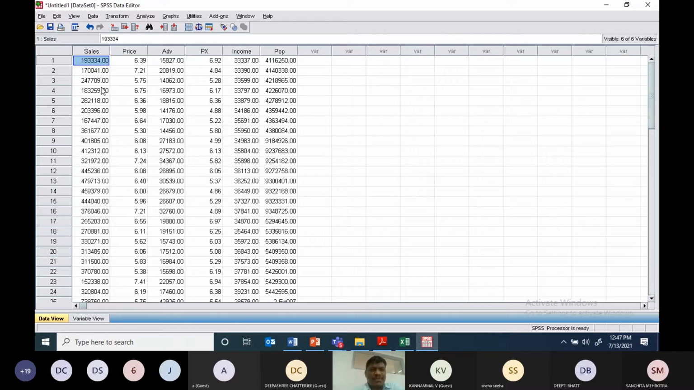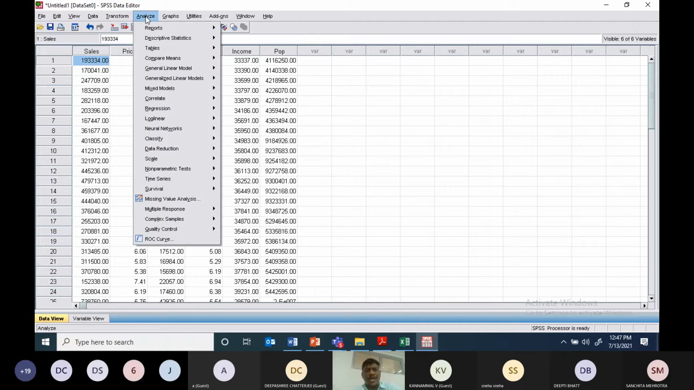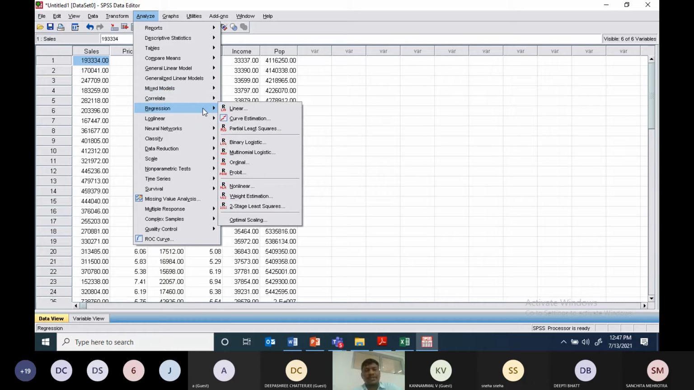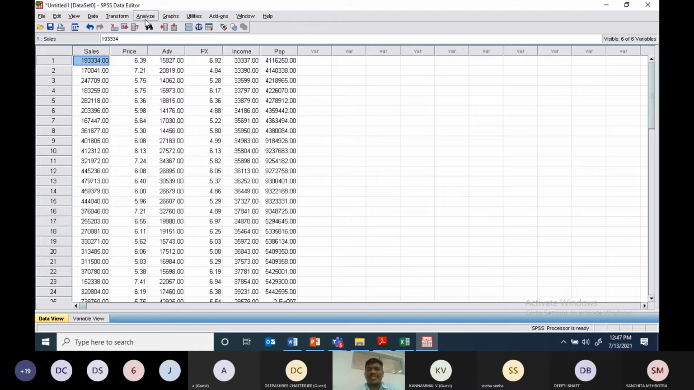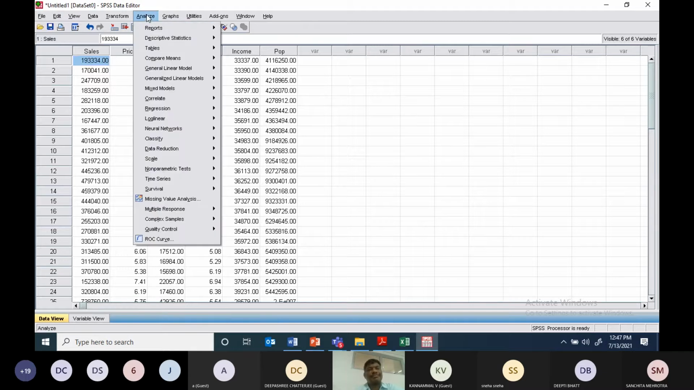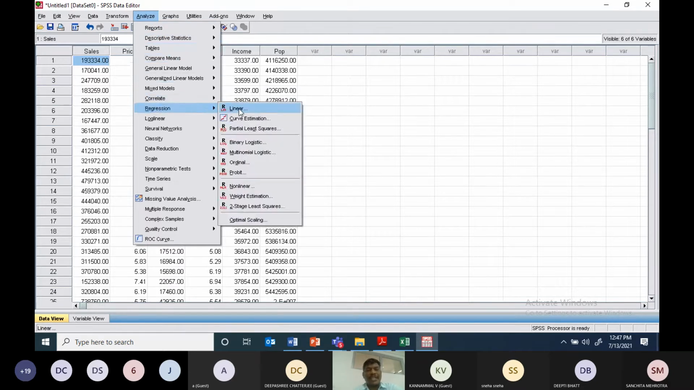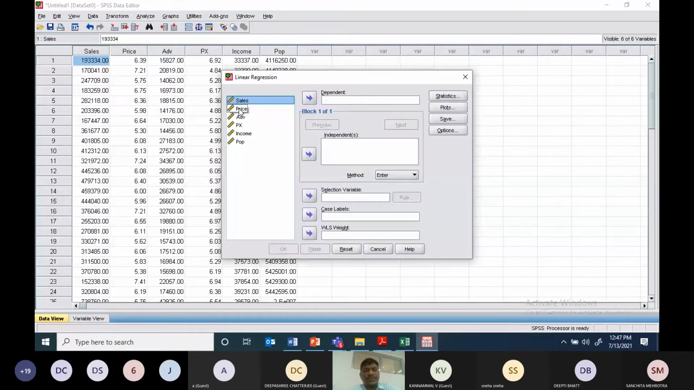First, we will do the simple regression model. How to do it? Go to Analyze, Regression. Again, I'm repeating: the simple regression model consists of one dependent variable and one independent variable. Go to Analyze, Regression, Linear. I just clicked the linear regression model.